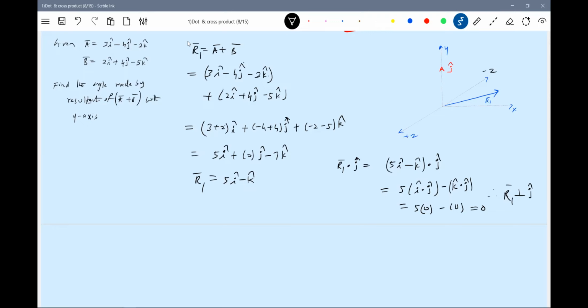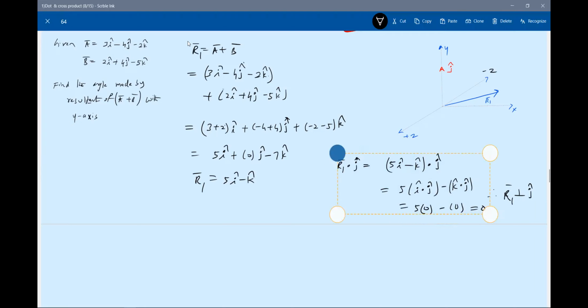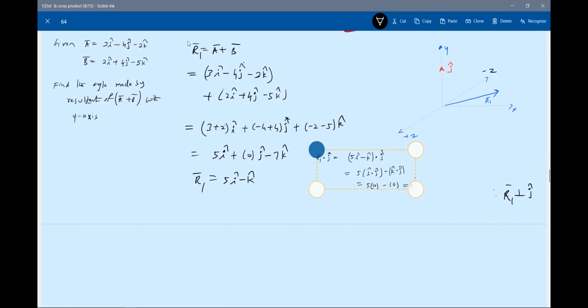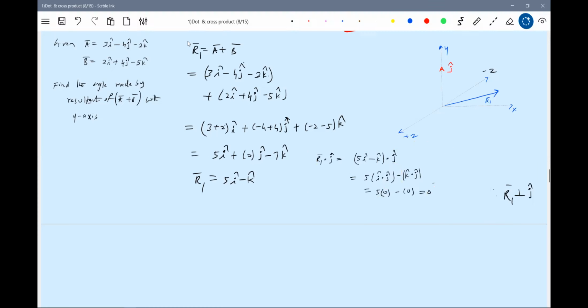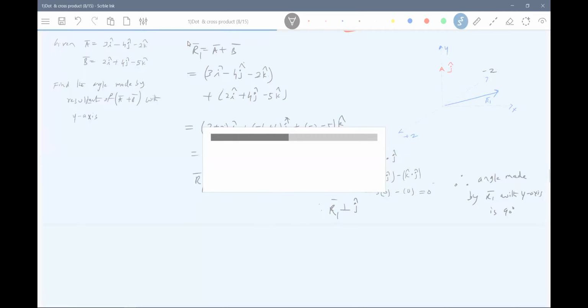So what is the angle we should write? Now, what should be our answer? Angle made by R1 bar with y axis is 90 degrees. Okay, this is about today's class.